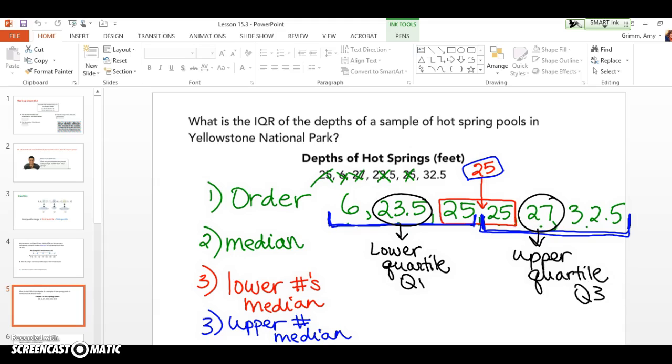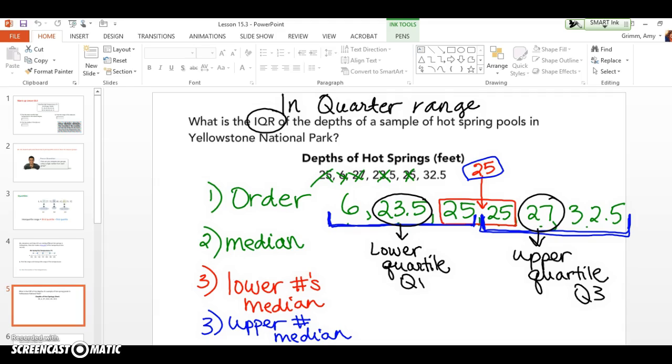Or quarter 3. Okay, so this says, what is the IQR? That stands for interquartile range. So this is interquartile range. Okay, how do we find the interquartile range?